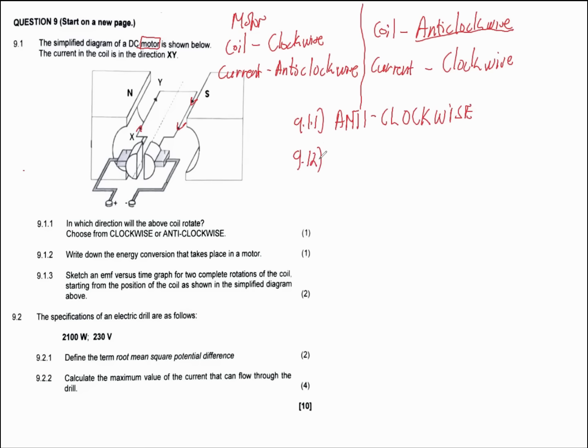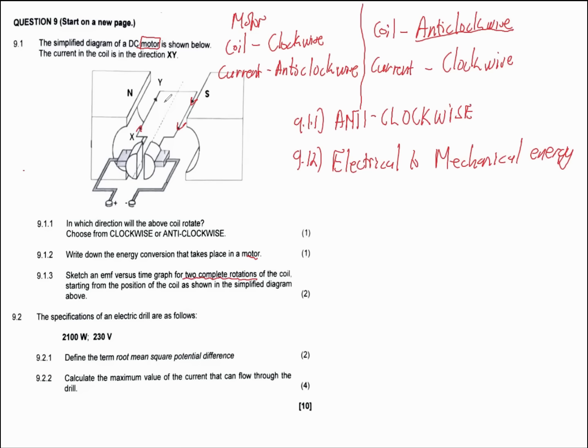Then write down the energy conversion that takes place in a motor. In a motor, it has to be what? Electrical to mechanical energy. That's it. Then sketch an EMF versus time graph for 2 complete rotations of the coil starting from the position shown on the diagram.